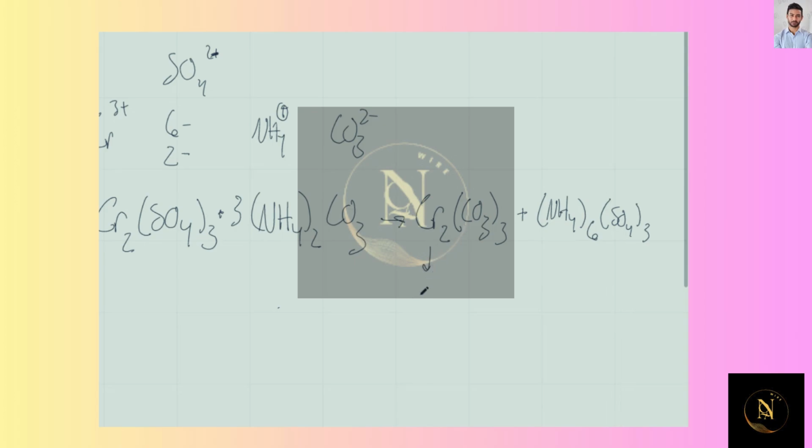Okay, if they're 3 plus, that's 6 plus. If these are 2 minus each, that's 6 minus. If these are 1 plus each, that's 6 plus. And if these are 2 minus each, that's 6 minus, and we're good. And we got the same number on both sides. 2 chromiums, 2 chromiums. 3 sulfates, 3 sulfates. 6 ammoniums, 6 ammoniums. 3 carbonates, 3 carbonates.